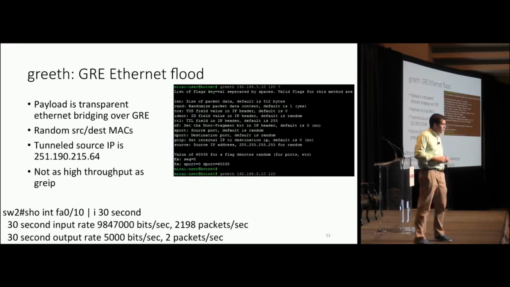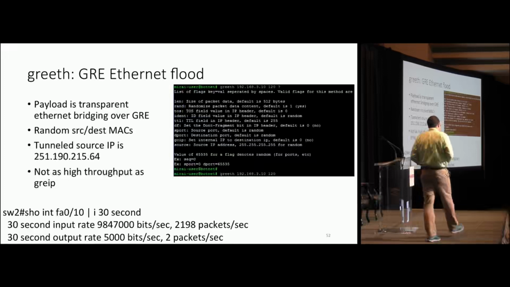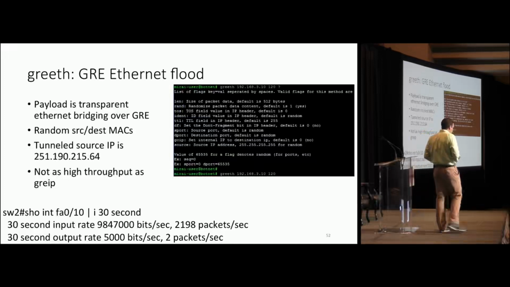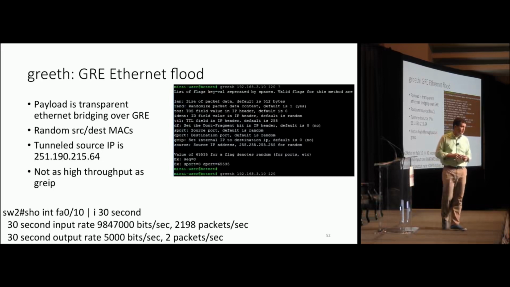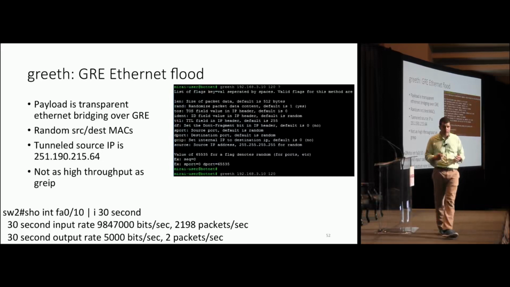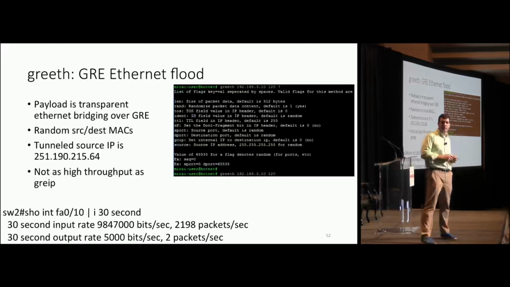This, I think, was also cool. I didn't really realize what this attack was until I looked at it. But along the same lines of a GRE attack, this is transparent Ethernet bridging over GRE. So here I'm jamming this with layer 2 traffic, which I thought was pretty cool. It's not as high a throughput. It's about a little bit less than half of what the GRE IP attack is.